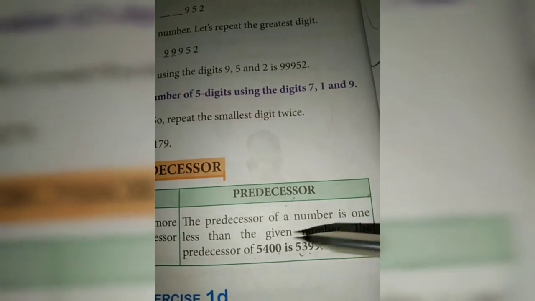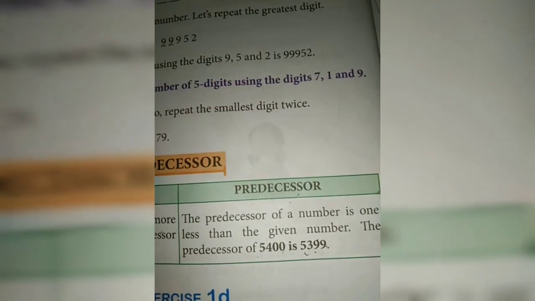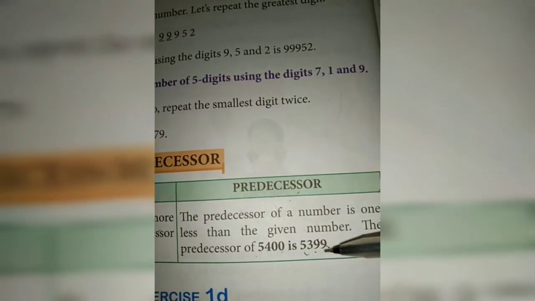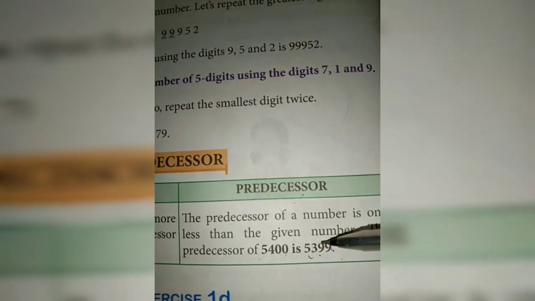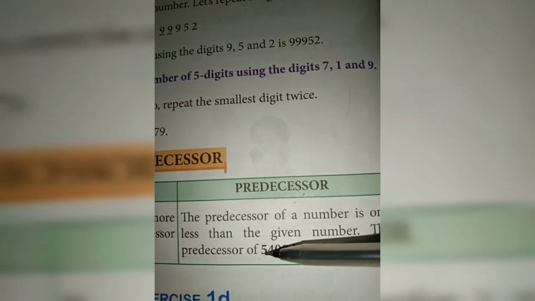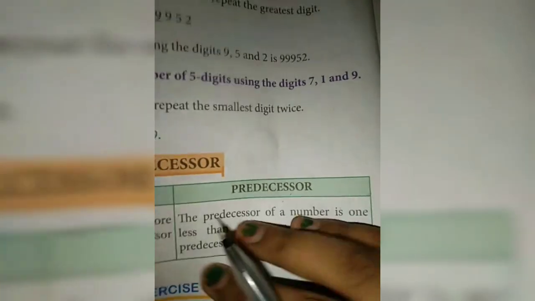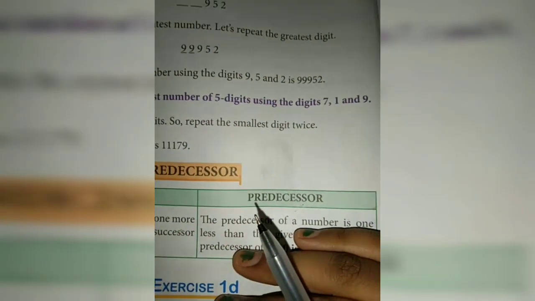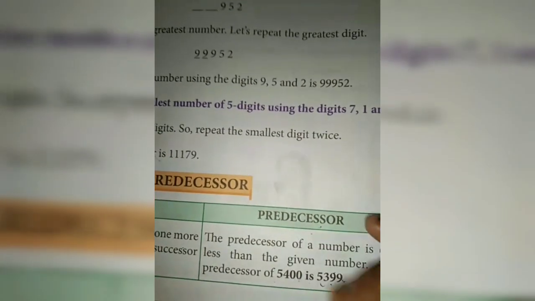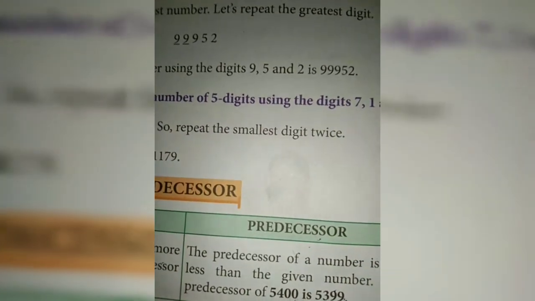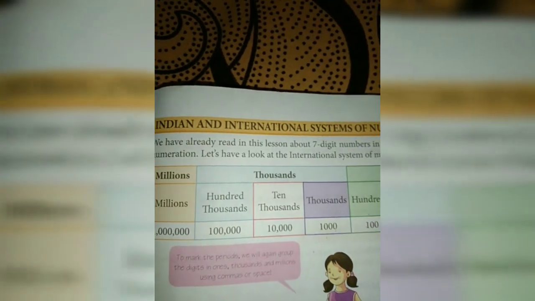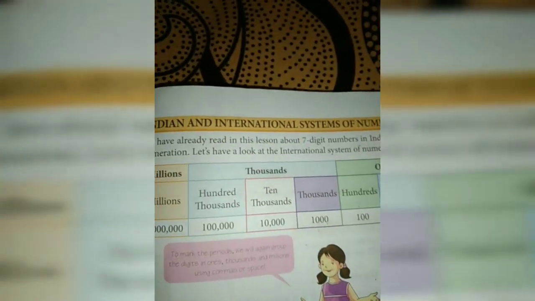The predecessor of a number is 1 less than the given number. For example, the predecessor of 5400 is 5399. Here you can see 1 is less, we have subtracted 1. So in predecessor we subtract 1, and in successor we add 1. Now the next topic is the Indian and international system of numeration.